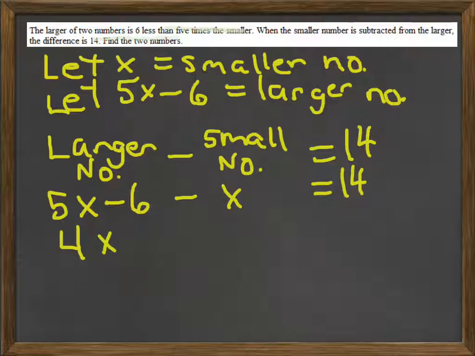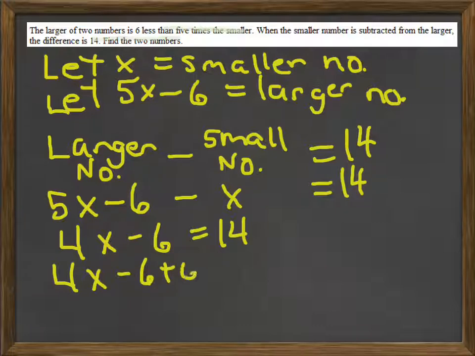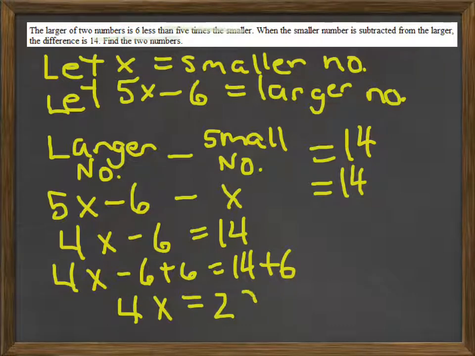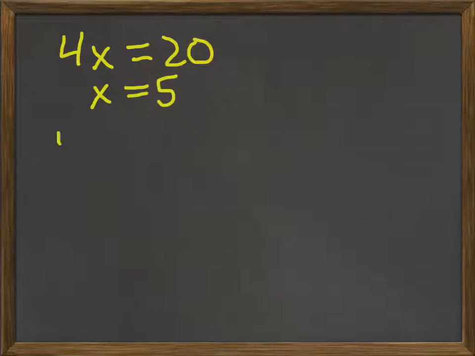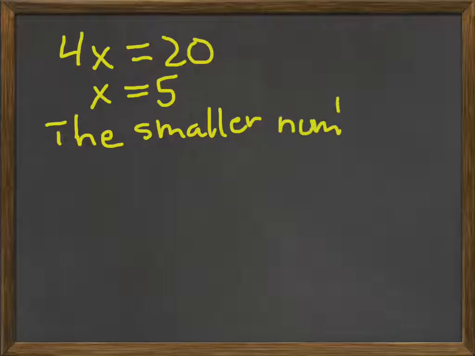If we combine like terms, we get 4x minus 6 is 14. If we add 6 to both sides of the equation, we get that 4x is equal to 20. And if you take 4x is equal to 20 and divide both sides by 4, you get x equals 5. So the smaller number is 5.